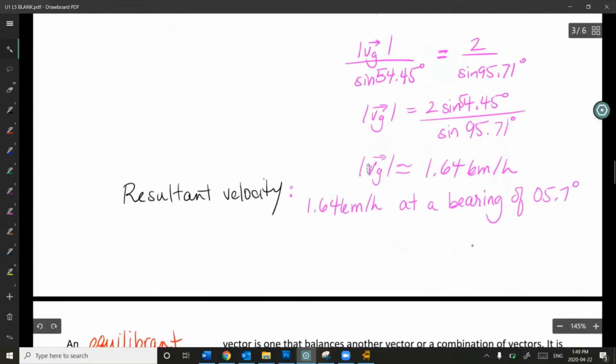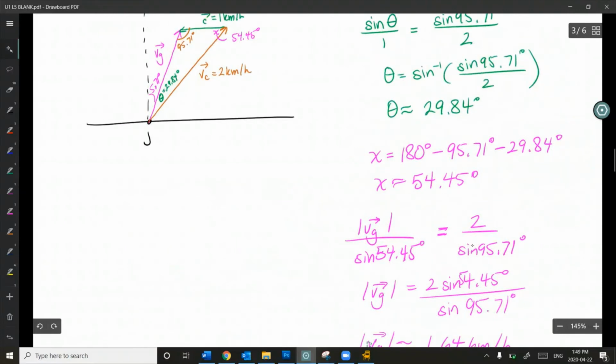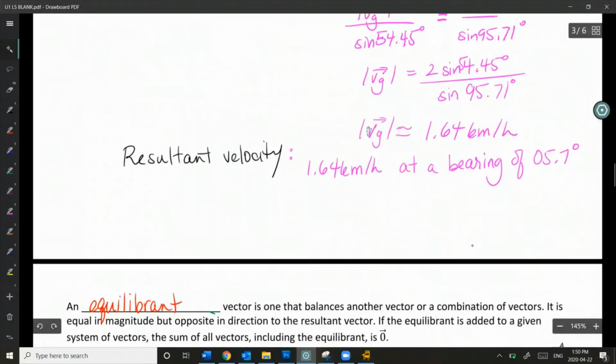And this is also asking in what direction should she head. So that's actually her velocity with respect to the current, which is where she wants to orient herself here. So that will be 5.71 plus that 29.84 inside there. And that's actually going to give us the actual bearing that she wants to head herself in. So that's going to be 35.55. And you can say that as a true bearing, or again, you can say north 35.55 degrees east.